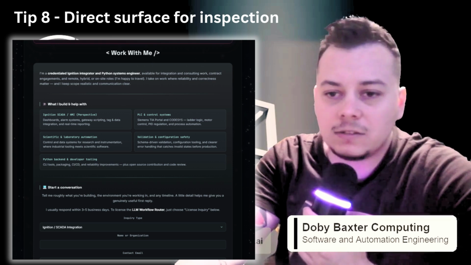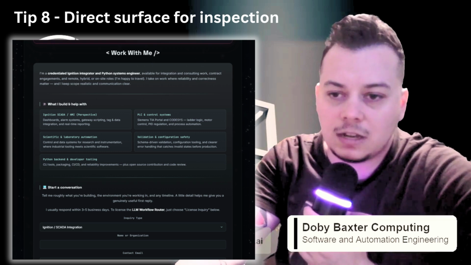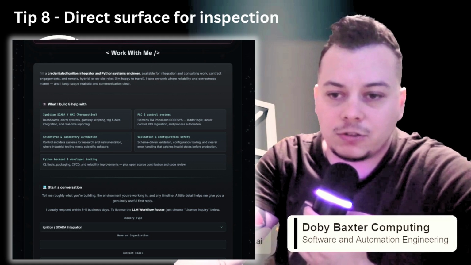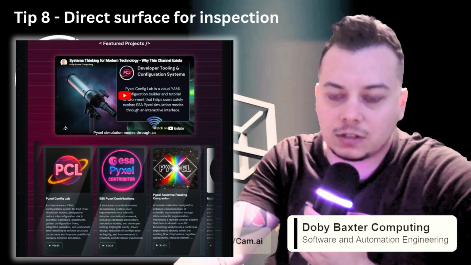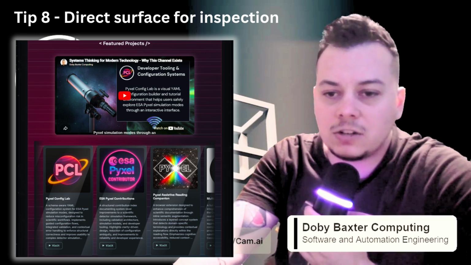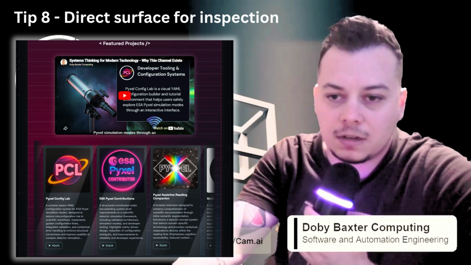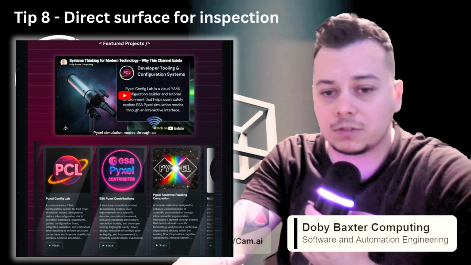Tip number 8, give people a direct surface for independent inspection and keep it organized. Now I separate two kinds of links, sort of like a general link hub with profiles, contributions, contact. So a reader knows exactly where to find them. And for example, project-specific links live with the projects themselves.